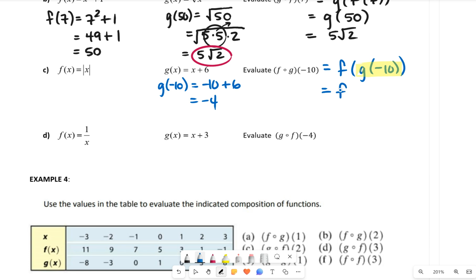So I bring down my f, and the g of negative 10 I just found is the answer, so I put negative 4. Then it says, okay, you're at negative 4 on the x-axis, take that value and go to the f function. So I'm going to come over here to the f function and evaluate f of negative 4, which will be the absolute value of negative 4. And the absolute value of negative 4 is merely just a 4.